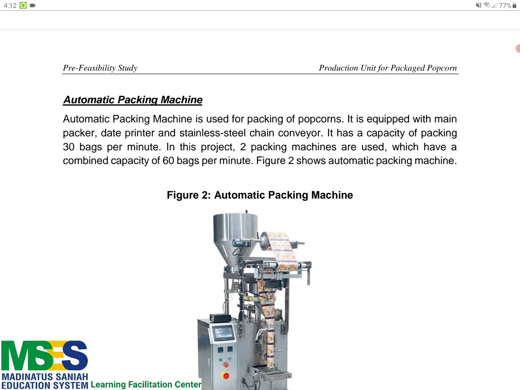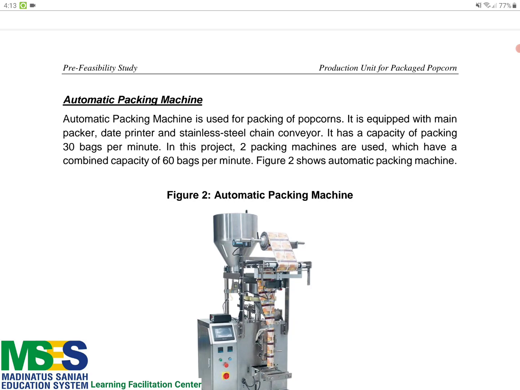60 bags per minute. If we have two machines, then we have a capacity of 120 bags. Now one machine has 30 bags per minute, and two packaging machines have 60 bags per minute. That is 3,600 bags per hour, and in a 10 hour shift you will have 36,000 bags. You can move up to 72,000 bags per day if you have two shifts of 10 hours.